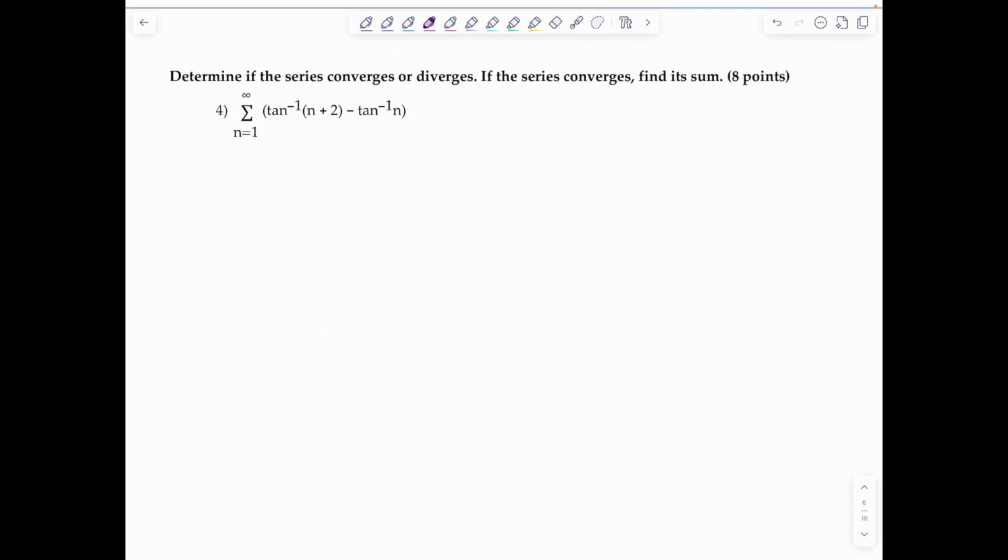Determine if the series converges or diverges. If it converges, find its sum. Again, they're asking us to find the sum. So it's either geometric, telescoping, or Maclaurin. Remember that. It will help you narrow things down so much because they're asking us to find the sum. This certainly does not look geometric, nor does it look Maclaurin. It's telescoping.